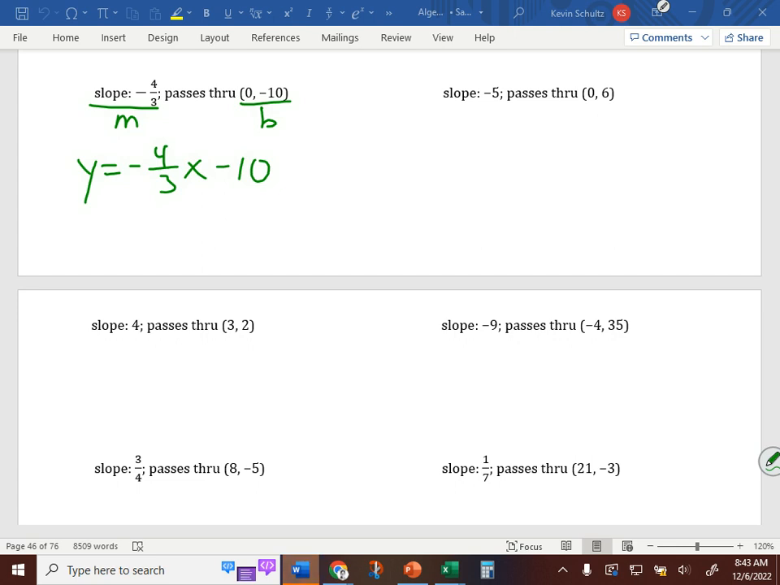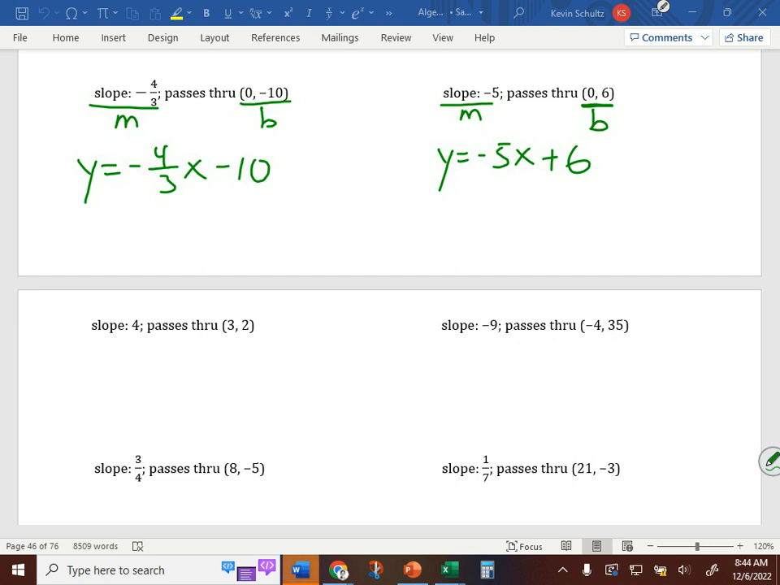Last one on this page. Will. Excellent. Y equals -5x plus 6. Again, I give you the slope. There it is. And telling you it passes through (0, 6). That 0's the key. That tells you it's the b. That was a nice, cute little rhyme there. Question so far?